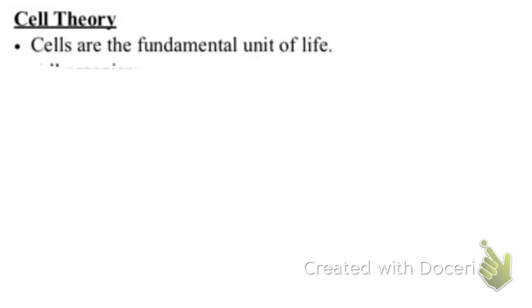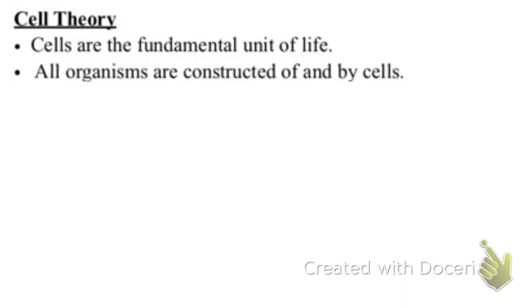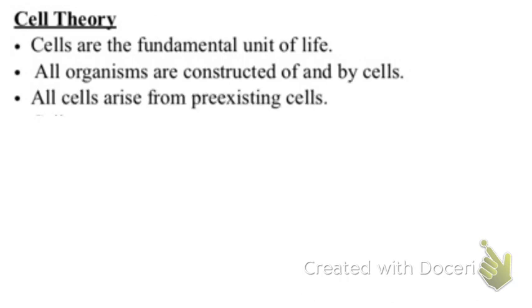The last thing we're going to talk about is what is true of cells and living organisms, and it is boiled down to be called cell theory. So the theory goes that cells are the fundamental unit of life. All organisms are constructed of and by cells. All cells arise from pre-existing cells. No cells are being spontaneously made. They are all being created because of other cells that are dividing.